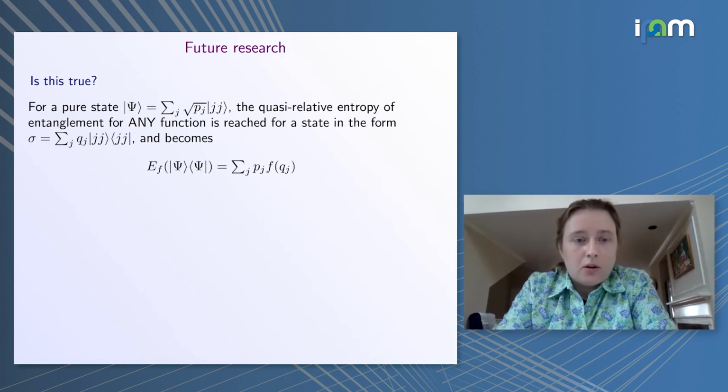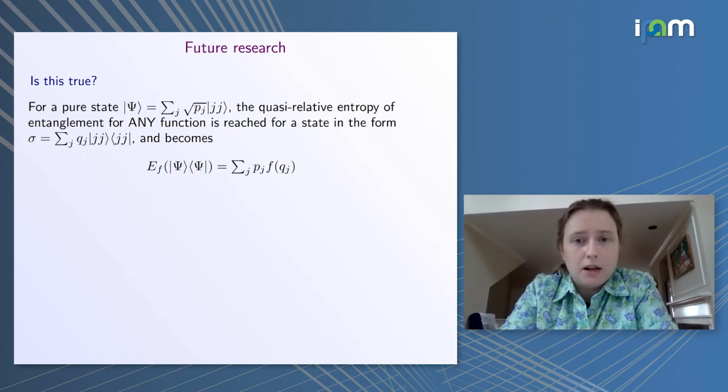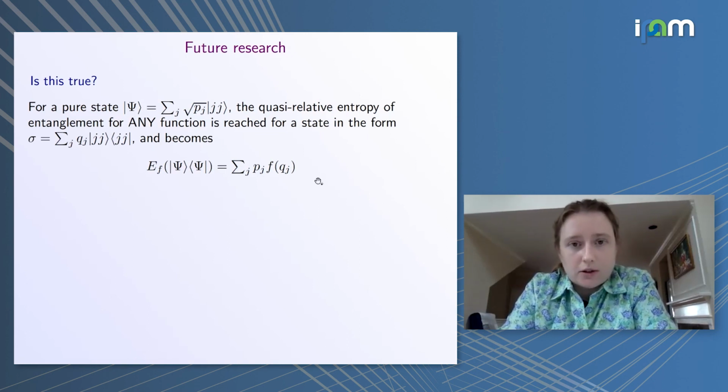Okay, so the interest in future research is, can you generalize these results for any functions or for a larger class of functions? So if you have a pure state, is it true that for a larger class of functions, the entanglement entropy is reached for a state of the following form, and it becomes just like in the last theorem there?